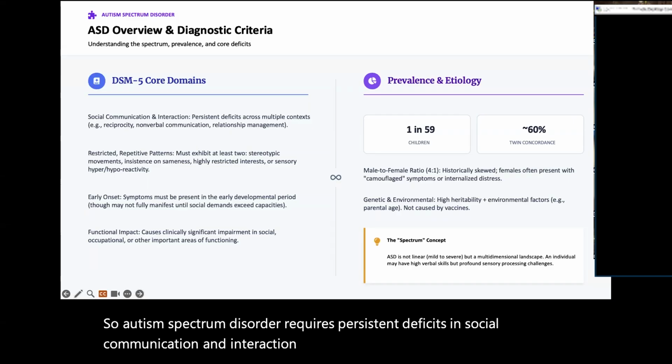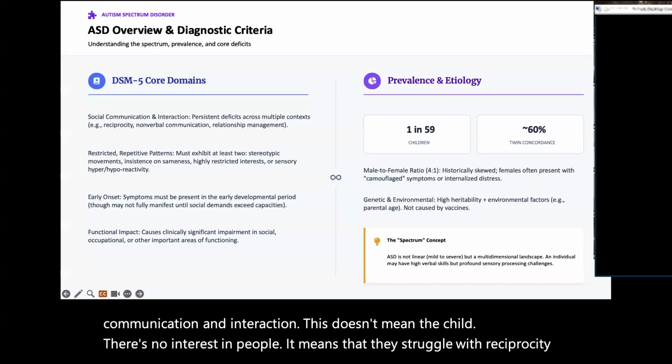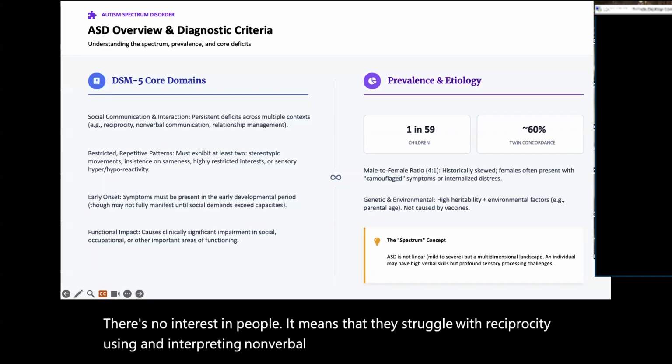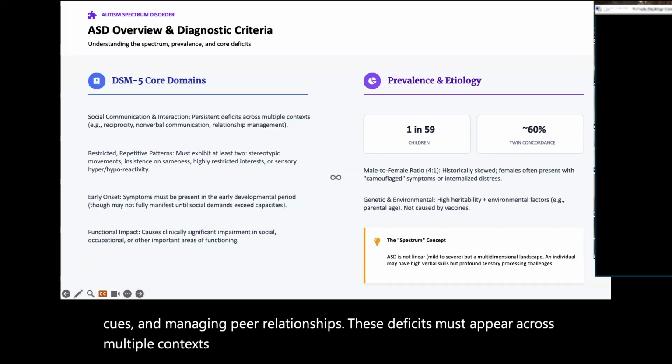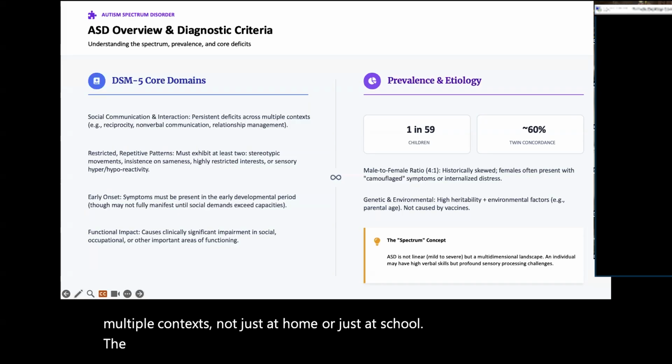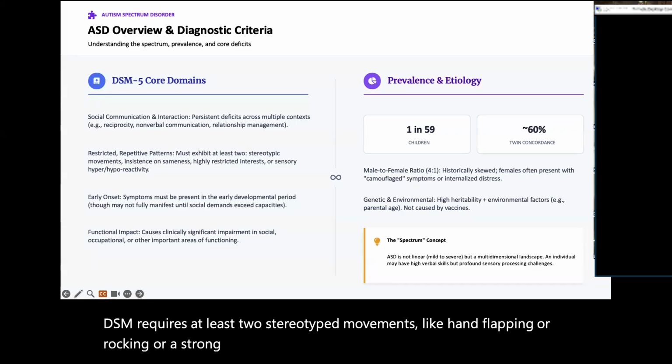This doesn't mean the child has no interest in people. It means that they struggle with reciprocity, using and interpreting nonverbal communication, understanding social cues, and managing peer relationships. These deficits must appear across multiple contexts, not just at home or just at school. The second domain is this restricted, repetitive pattern of behavior. The DSM requires at least 2 stereotyped movements like hand flapping or rocking, or a strong insistence on routines.